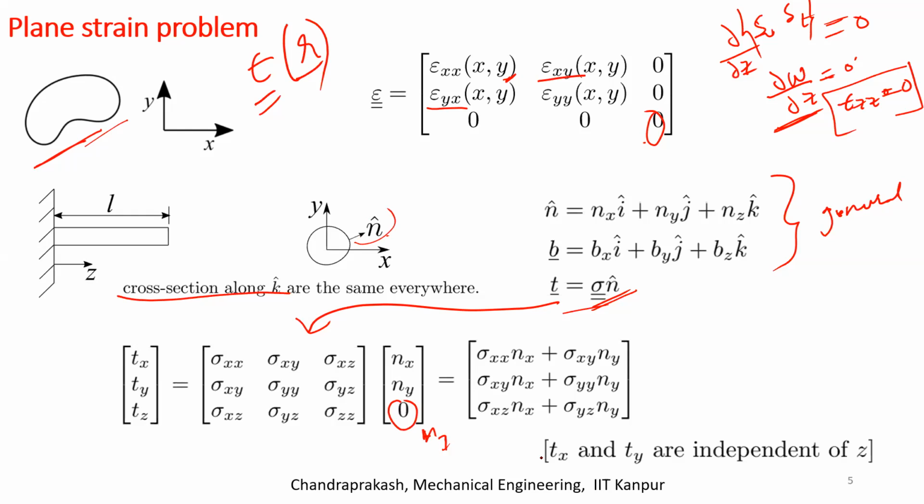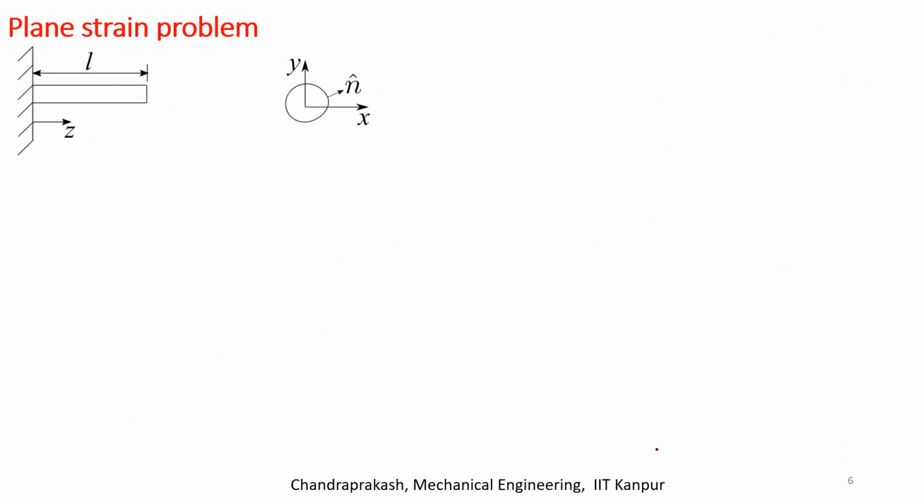Of course, not just Tx and Ty, every component is independent of Z. That is why we are able to do a plane approximation. The entire problem, the geometry, has been converted to a 2-dimensional thing. So everything is independent of Z. Again, we are worried about the same cross section.